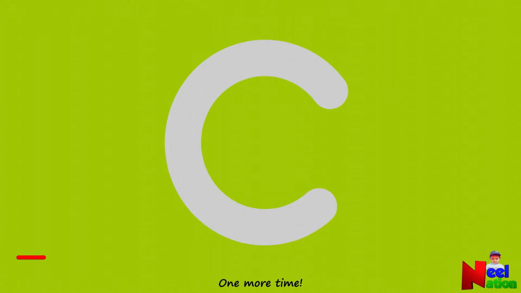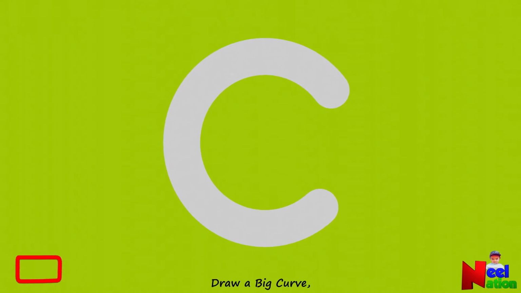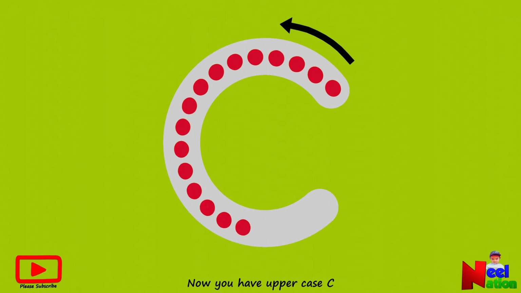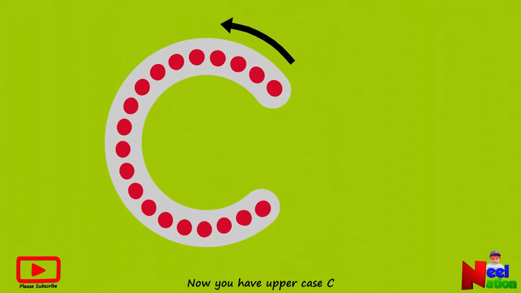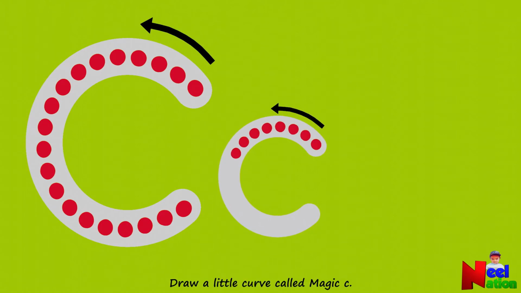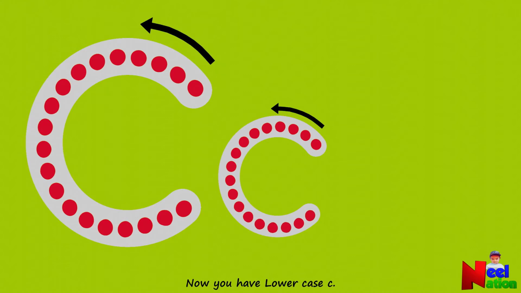One more time. Draw a big curve. Now you have uppercase C. Draw a little curve called magic C. Now you have lowercase c.